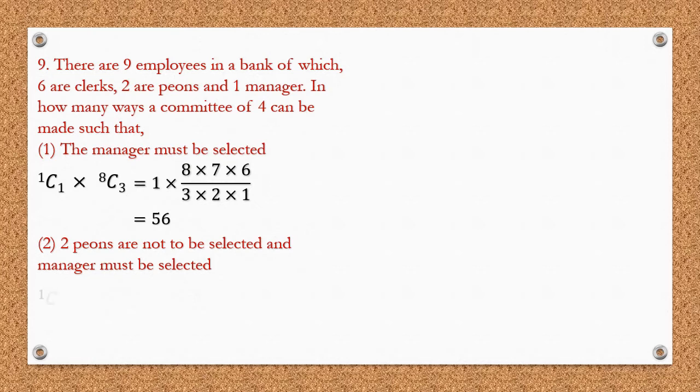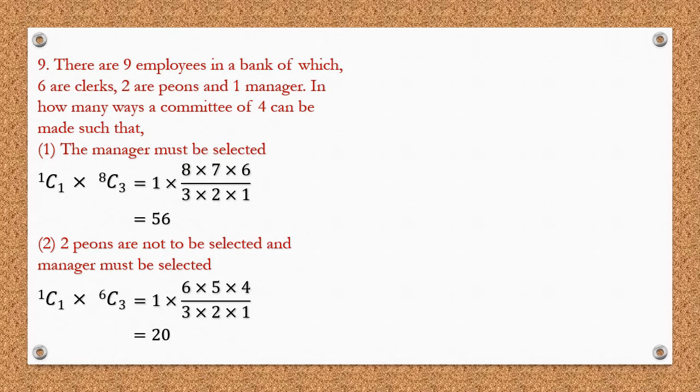So first of all, 1 out of 1 manager we will select, and now because 2 peons are not to be selected, the remaining staff is only 6 clerks. Okay, 2 peons are not to be selected, so we will not take them into consideration. So remaining people are 6 and we have to select 3 committee members out of them. So out of 6 clerks we are going to select 3. So it will be 6 into 5 into 4 upon 3 into 2 into 1, and when we simplify that we get 20. So there are 20 ways in which 2 peons are not selected and a manager must be selected, that a committee of 4 can be created.